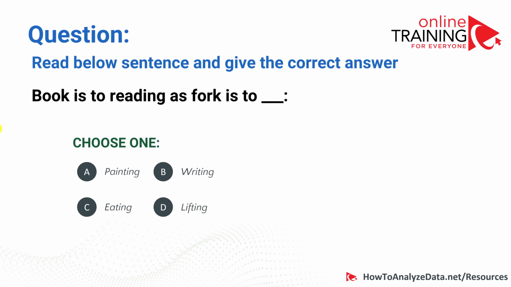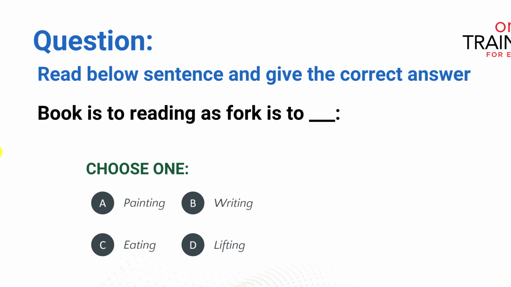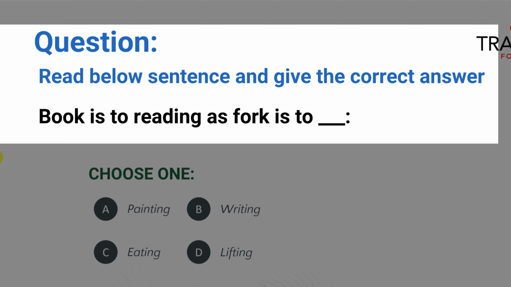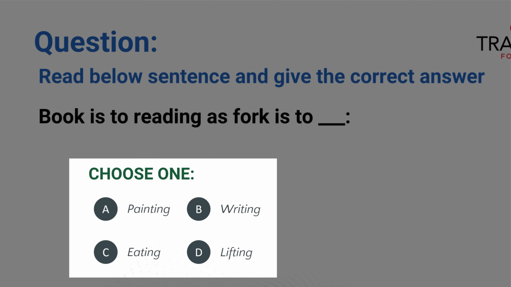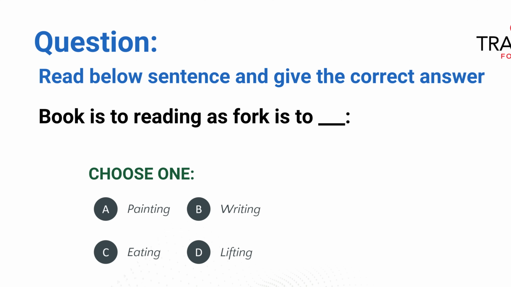Now let's look at the reasoning question where you need to complete the sentence. Read below sentence and give the correct answer. Book is to reading as fork is to, and then you need to pick one of the 4 choices: painting, writing, eating, and lifting. So what do you think is the right choice?